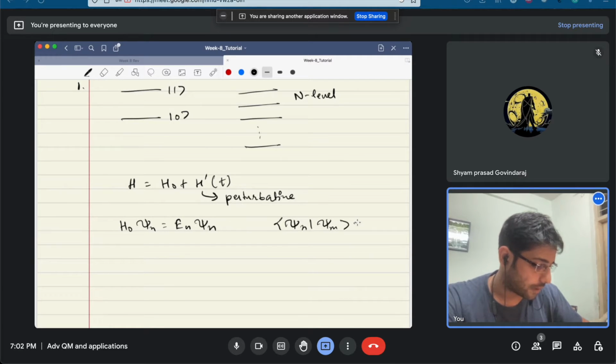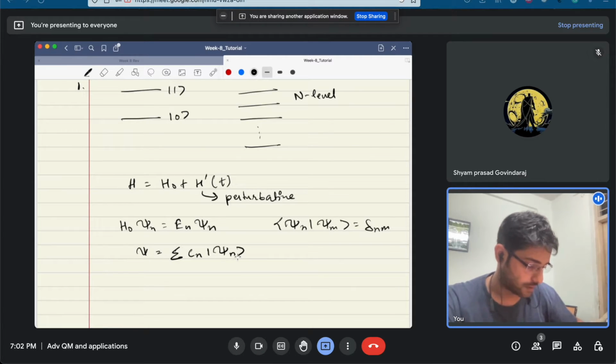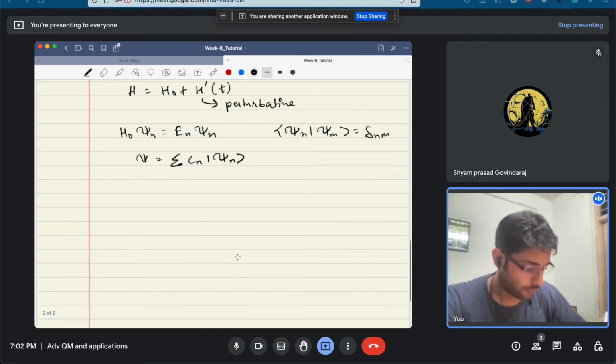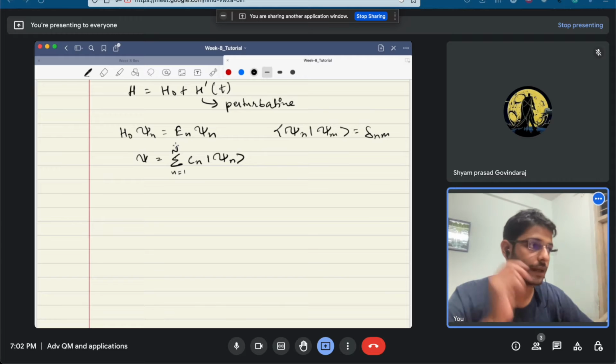We have orthonormality valid for the wave functions, and your general wave function psi can be written as the sum of Cn psi n, for n equal to 1 to n. So this is an n-level system.